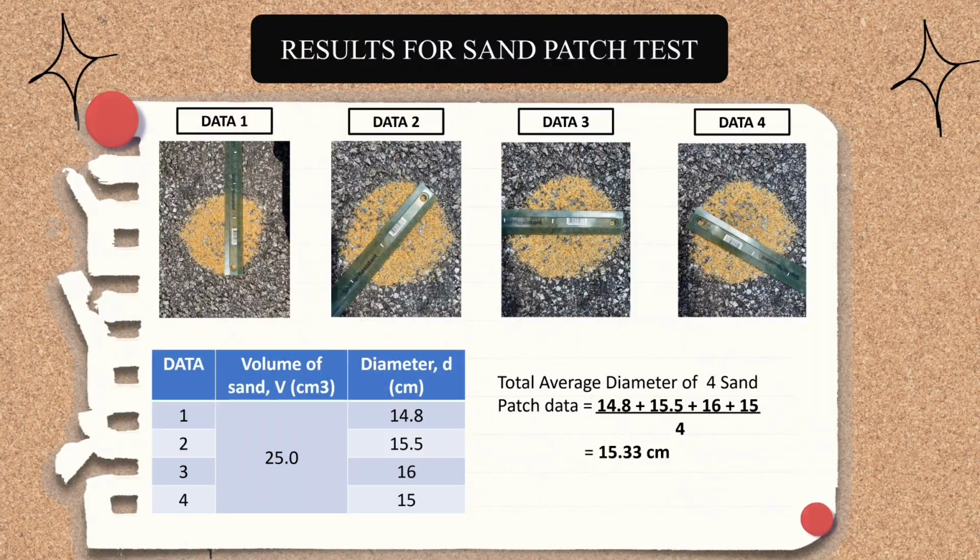In the sand patch test, the results were obtained by using a sampling sand volume of 25 cm3. The diameters were measured for 4 trials to get the average diameter of the sand circle. So, the average diameter that we get is 15.33 cm.